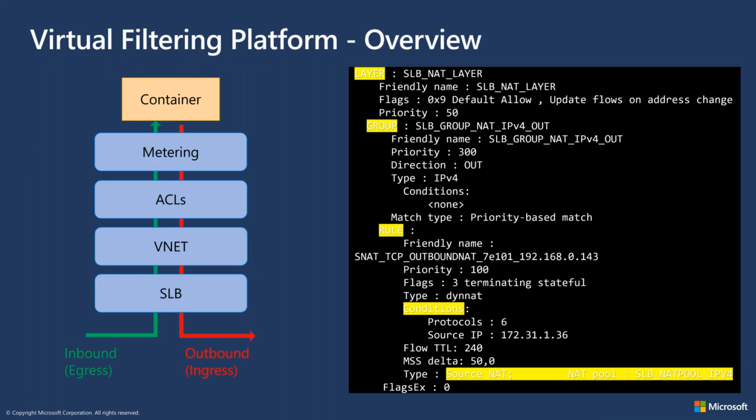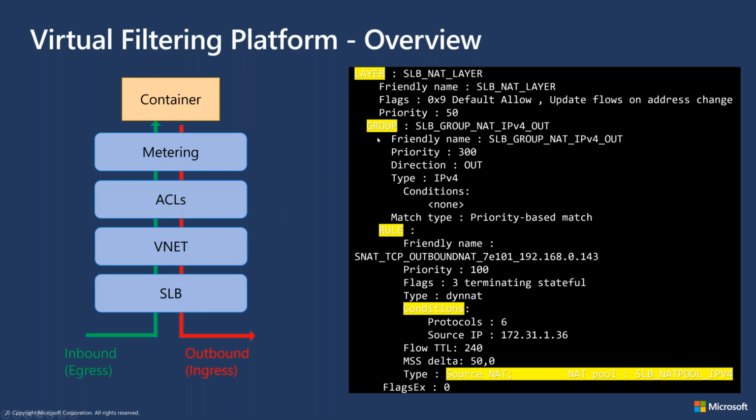VFP is added as a switch extension to the vSwitch. So any traffic that is seen by the switch will also be seen by VFP. Now VFP is port specific, so every port has its own set of instances of VFP rules and layers. VFP has different layers. The layers can be metering, ACLing, VNet, or SLB, or much more.